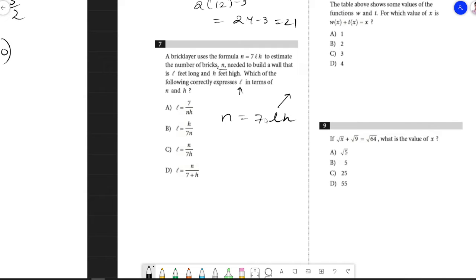So 7 and H are multiplied to L, so I will divide the whole equation by 7 times H on both sides. From here I'll get L equals n over 7H. See, 7 and 7 get cancelled, H and H get cancelled.